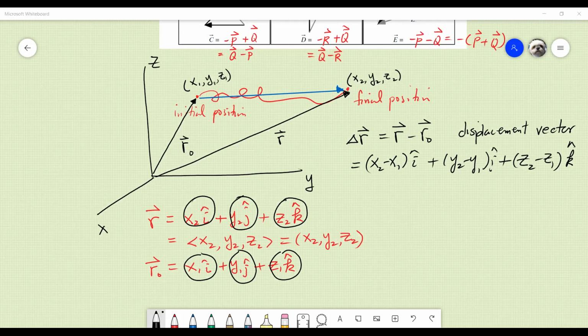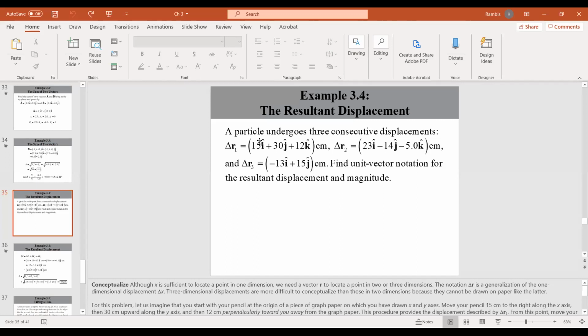I'm going to share the screen so I don't need to copy over. Now, here you go. I have a particle under 3 consecutive displacements, so R1, R2, R3. Find the unit vector notation for the resultant displacement and the magnitude. This problem means that you're going to add these 3 vectors together, basically. Are you with me? And then you're going to find the magnitude. I did not tell you the magnitude, but the way you find it is the same as in 2 dimensions. And you can guess.